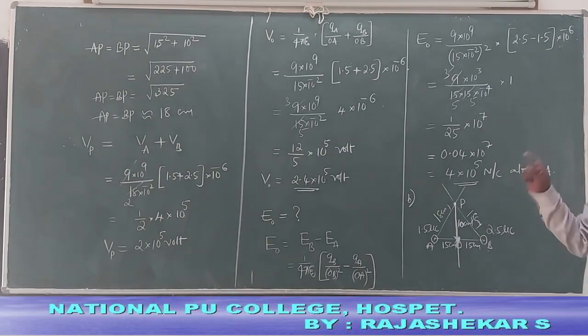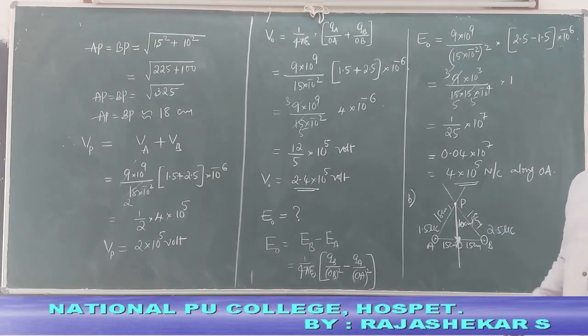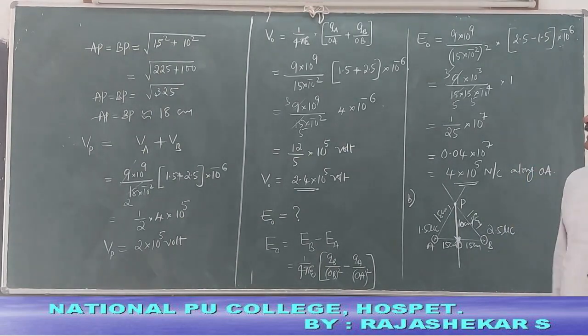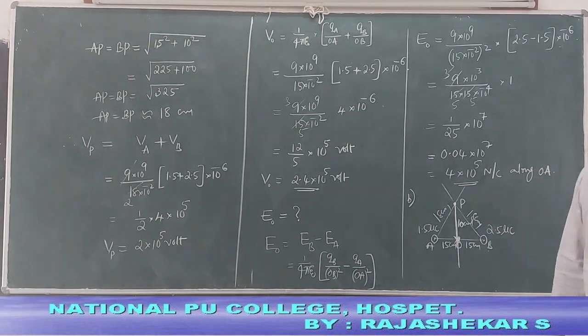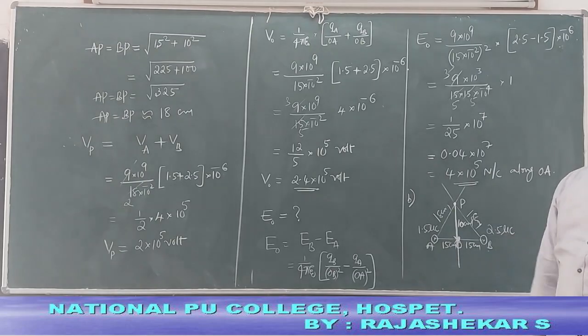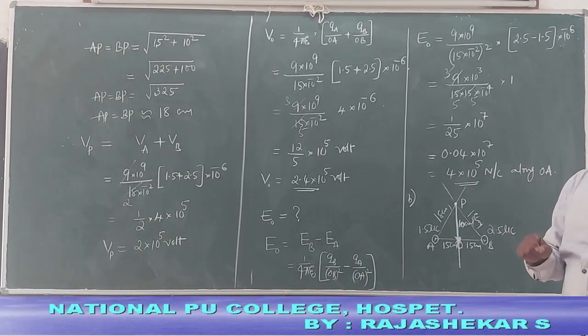Well students, in the second part of the question, that is sub question B, for question number 14, if you remember, one part we answered, that is potential. Still we need to answer field intensity.